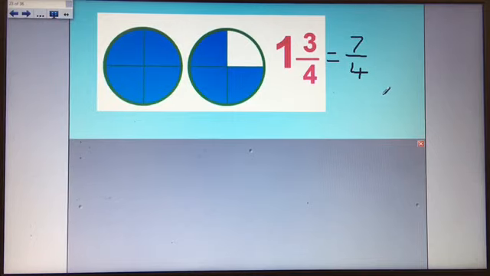Now, if there wasn't the physical representation there, you can do 1 times 4, which is 4, and then add the 3, and 7 would go at the top, and the bottom would just stay the same because it's 7 quarters. If you wanted to turn the 7 quarters back into 1 and 3 quarters, you'd do 7 divided by 4, which is 1, 4 goes in 7 once, and 3 left over, which is 3 quarters.